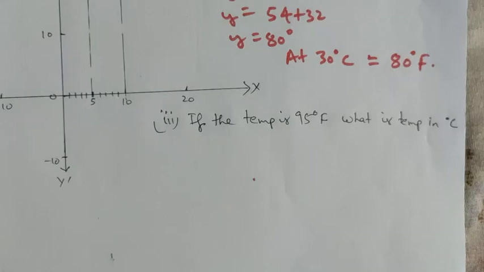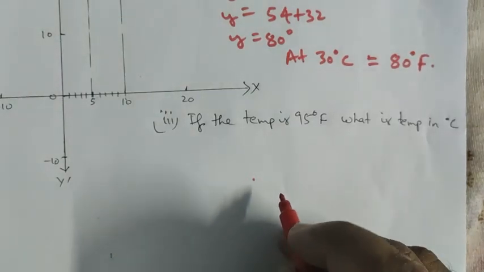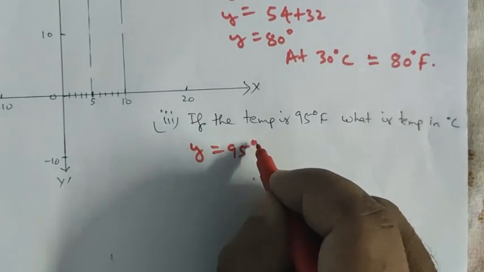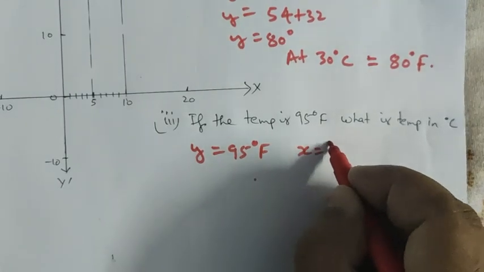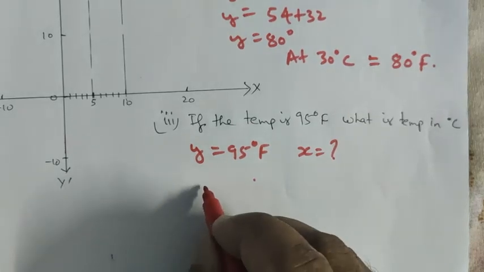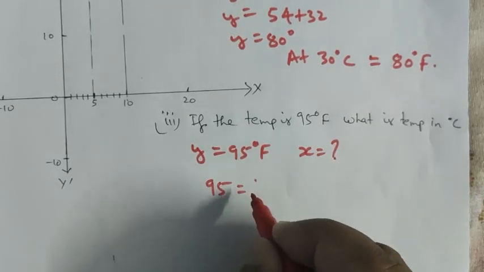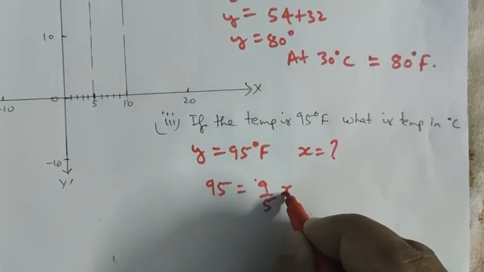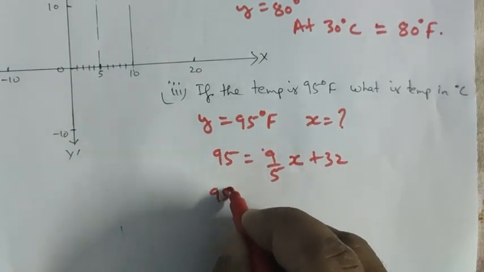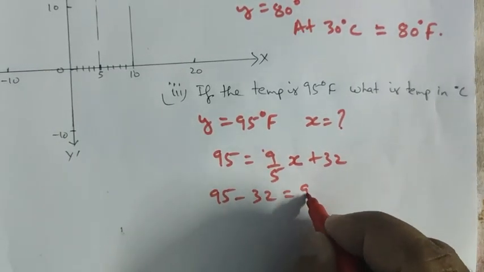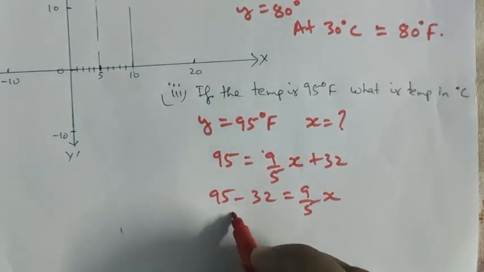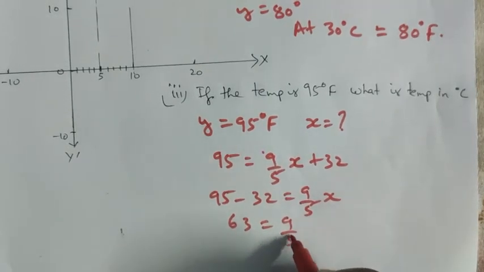Similarly, if the temperature 95 degrees Fahrenheit is given, here what is given? y is given. y is equal to 95 degrees Fahrenheit. We have to calculate x. So we will substitute in the equation y equals 9 by 5 x plus 32. In place of y I am writing 95 equals 9 upon 5 times x plus 32. Here this 32 will be transposed. 95 minus 32 equals 9 by 5 times x. So 95 minus 32 will be 63 equals 9 by 5 x.